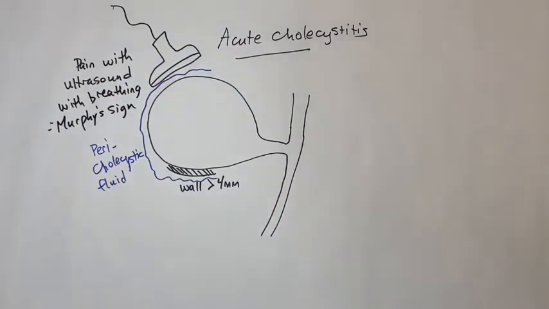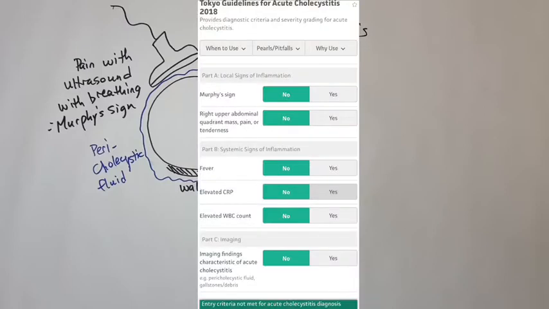Rokitansky-Aschoff sinuses are seen microscopically in the gallbladder wall in acute cholecystitis. Severity of acute cholecystitis can be calculated with the Tokyo guidelines. These were revised in 2018 and they're sometimes abbreviated TG18.